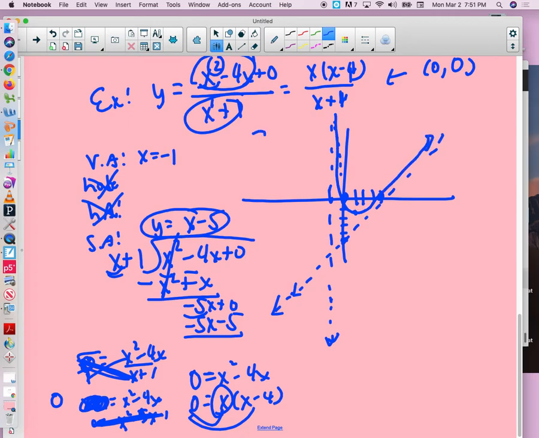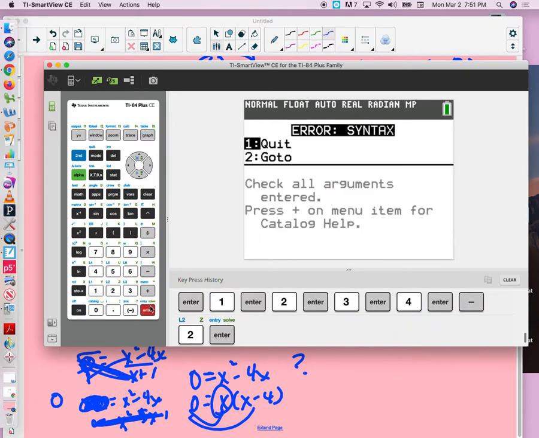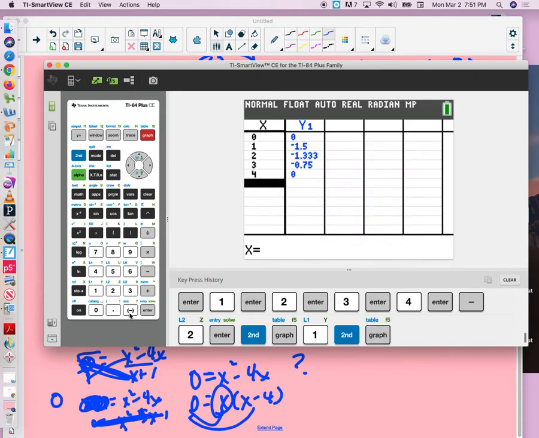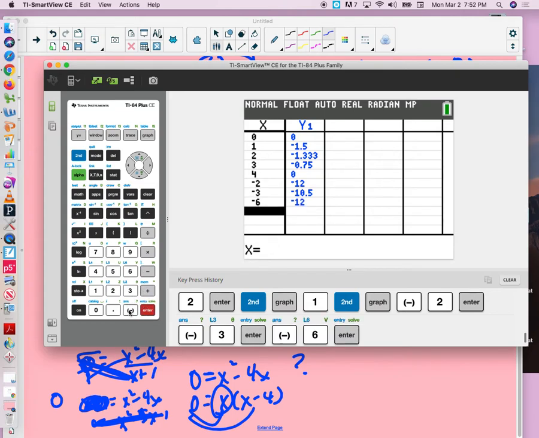Now there's got to be something over here also. So I'm going to fill in -2 and -3 and see what's going on over there. Table. -2 gives me -12, -3 gives me -10. Let's put in -6 and -5, just looking at where it is.